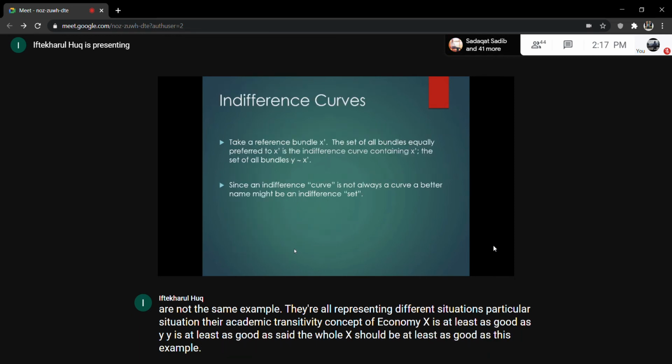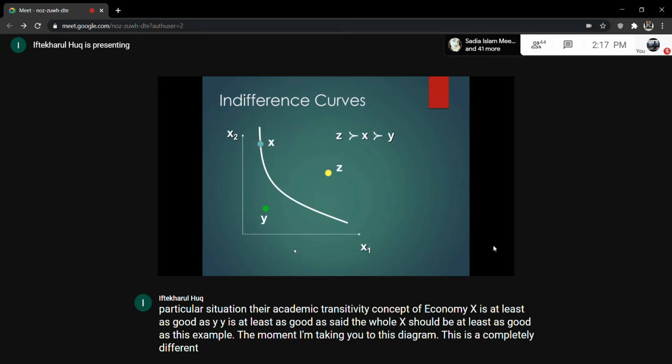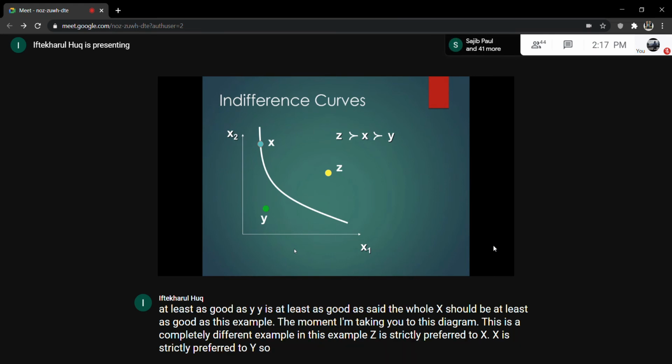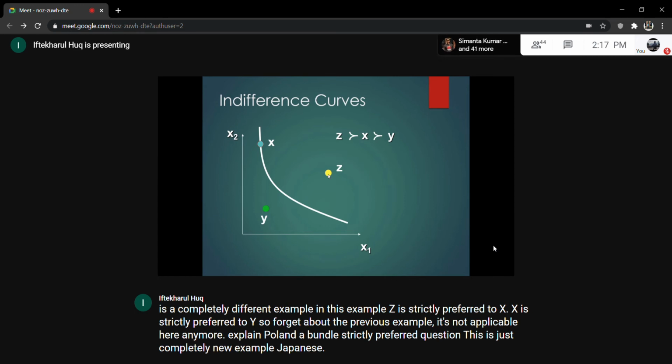The moment I'm taking you to this diagram, this is a completely different example. In this example, Z is strictly preferred to X. X is strictly preferred to Y. So forget about the previous example. It's not applicable here anymore. কারণ সেটাই আপনাকে এতক্ষণ ধরে এক্সপ্লেইন করলাম যে এই বান্ডেলের থেকে আপনি এই বান্ডেলটা তো স্ট্রিক্টলি প্রেফার করছেন। This is a completely new example. So আপনি এখন don't try to relate it with whatever I said 3 slides before.